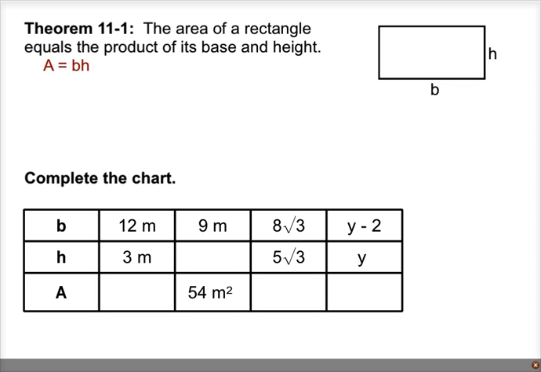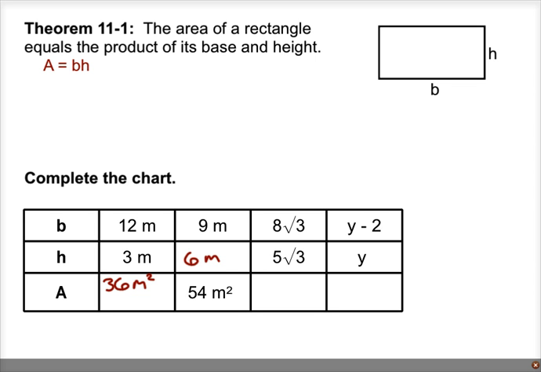For the first one, if I have a base of 12 and a height of 3 and I want to get the area, all I'm going to do is multiply them together. 12 times 3 is 36. And the units, meter times meter, would be a meter squared. For the middle one, they're giving me the area and the base, and I don't know the height. Well, I know 9 times some number is 54, so all I need to do is divide. 54 divided by 9 is 6, and the units would be meters. That way I would have meter times meter, giving me a meter squared.